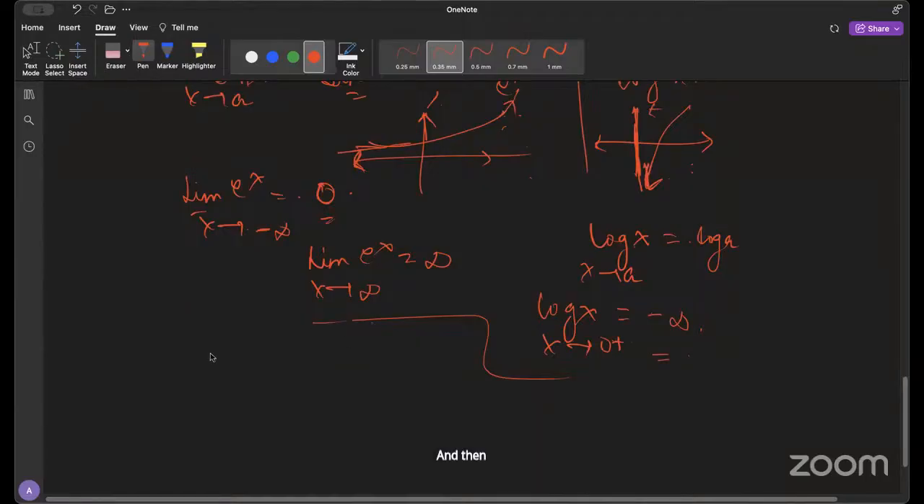And then we have polynomials. So let's just say any polynomial in general.